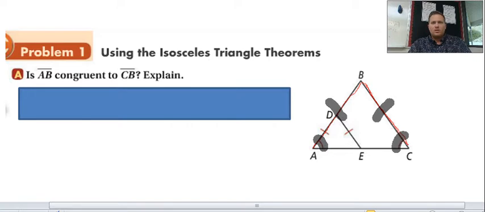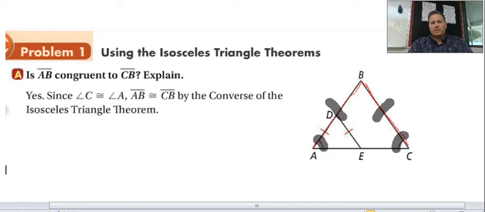Okay, so we would write down, let's uncover it. Yes, so since angle C is congruent to angle A, then my two sides, AB and CB, are congruent to each other. And how do we know that? Remember, that was my converse. We just switched up my isosceles triangle theorem. Remember, that just said if my angles are the same, then my two legs are going to be equal to each other. Okay. All right, let's go on to our next one.